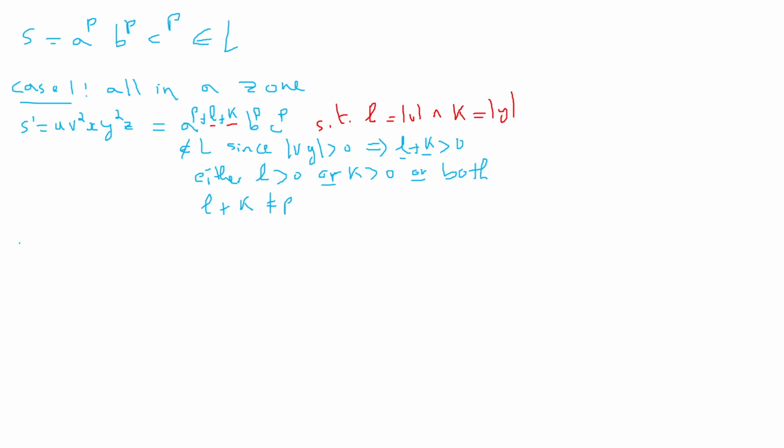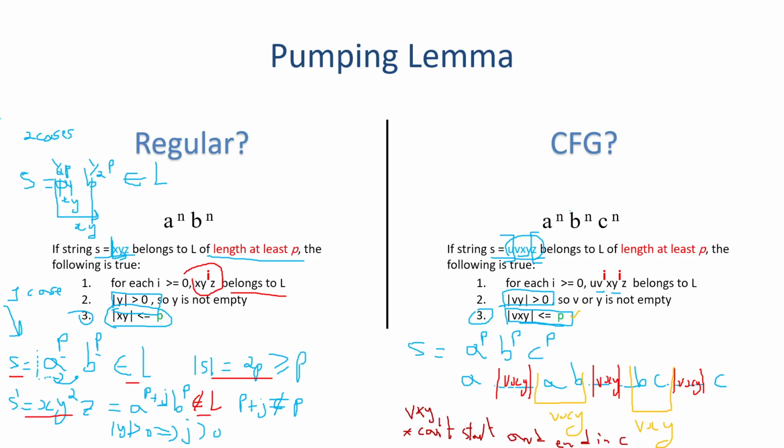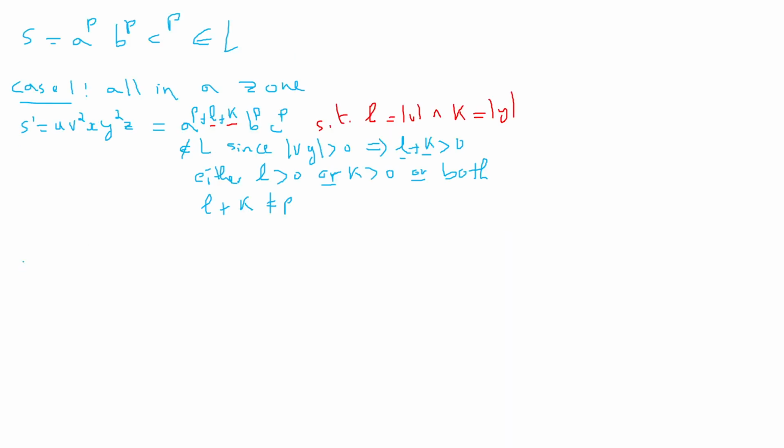So that's the first case. Does this mean my language is not context-free? No. We have to go through all the cases. Before, it was just a coincidence with A^P B^P, we only had one case. But if we had chosen something like this, where we had two cases, we would have to prove all of them for the language to actually not be regular. So now I have to prove all the cases. Well, I don't have to be repetitive though.